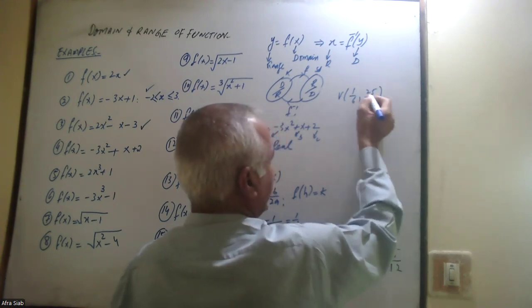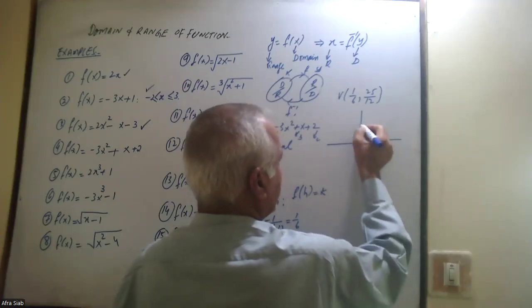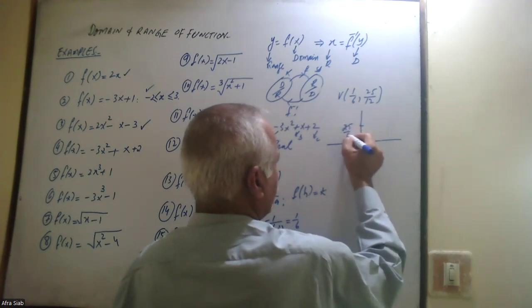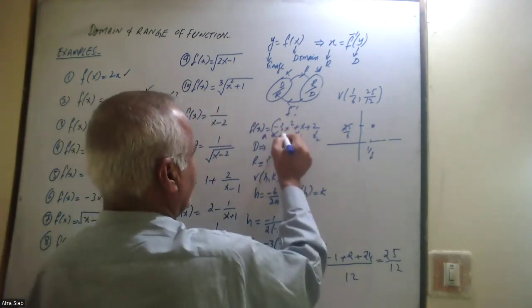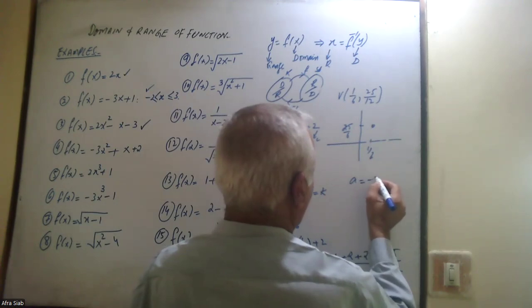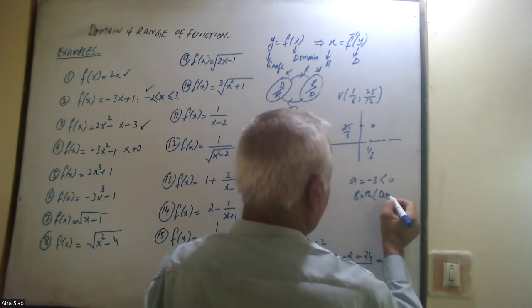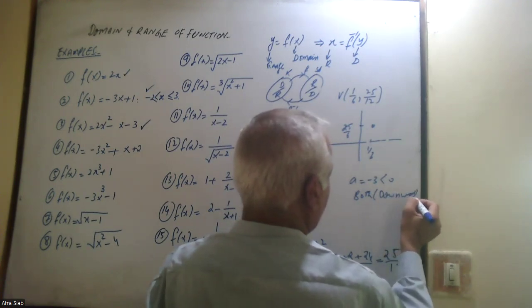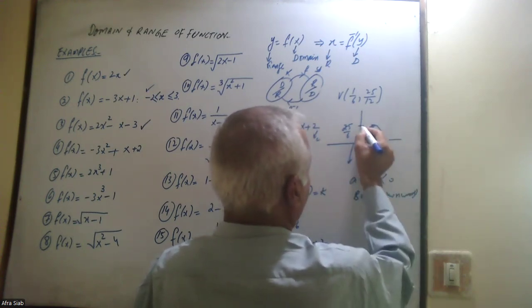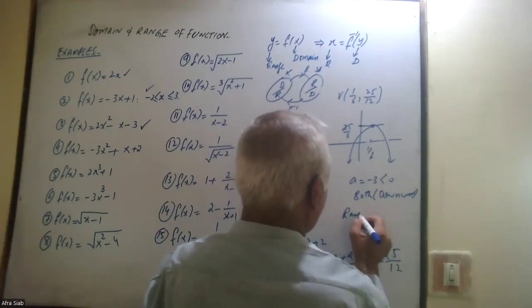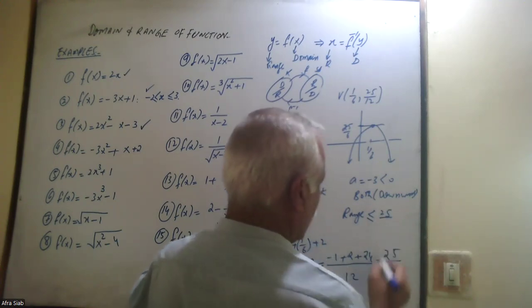So x is positive, y is positive, so it lies in the first quadrant. Since the coefficient of x squared is negative 3, a is less than 0, so both ends of this graph will be downward. So this is the vertex, both ends will be downward, and this is the highest value, so the range of this graph will be less than or equal to 25 over 12.